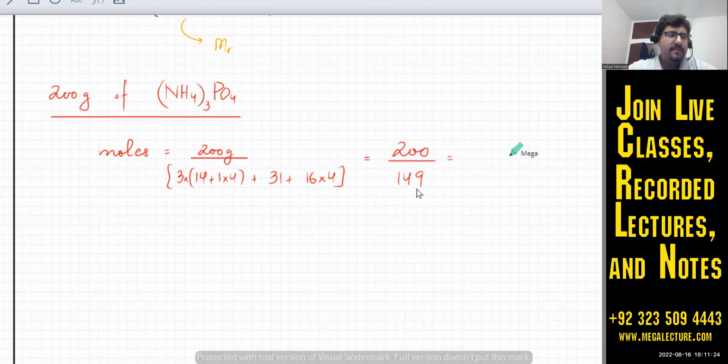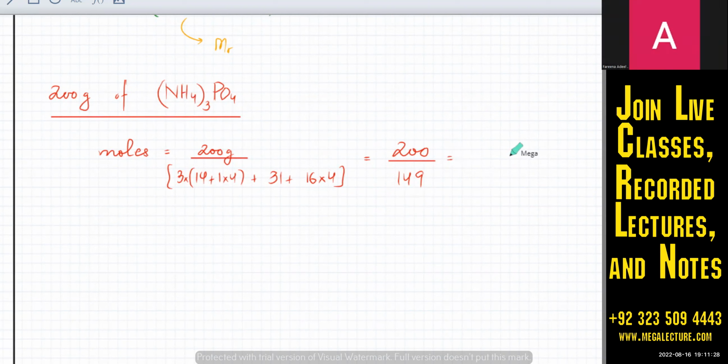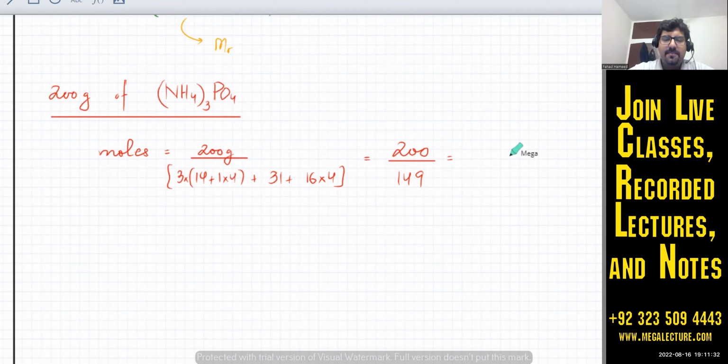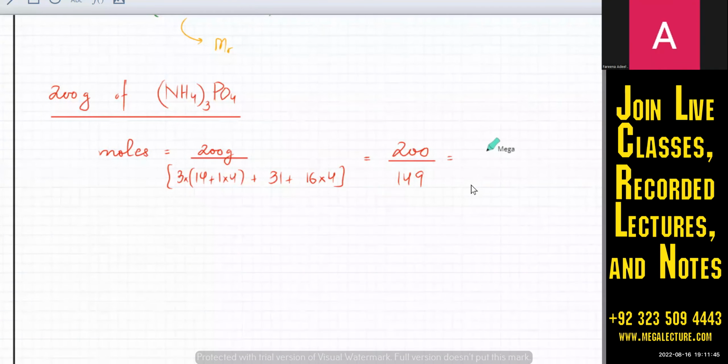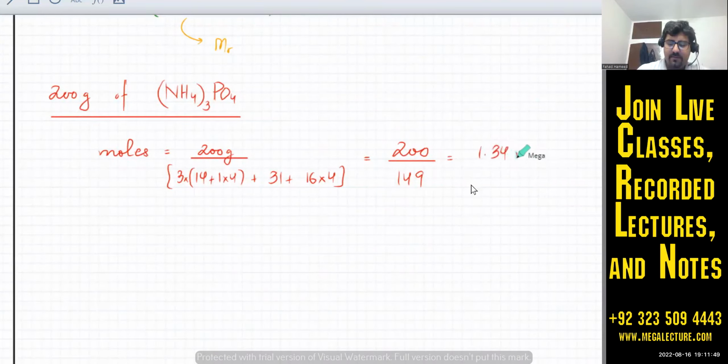Did you try this one? Yeah, it is 149. Okay, is this clear? What did you get at the end? 1.34. So we're getting 1.34 moles.